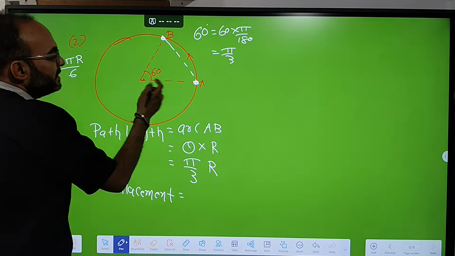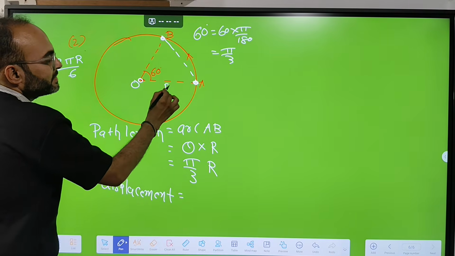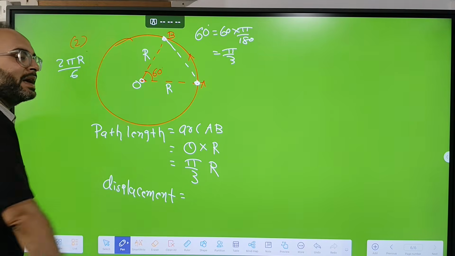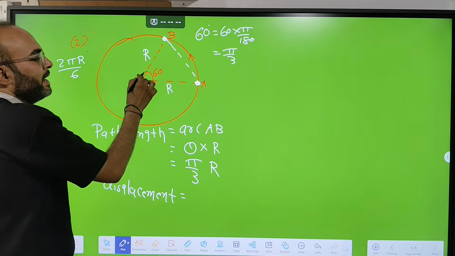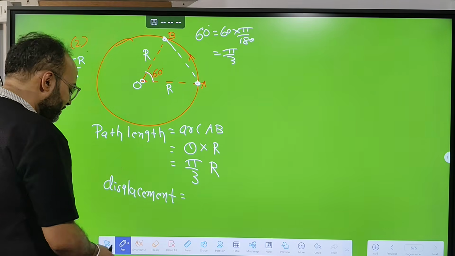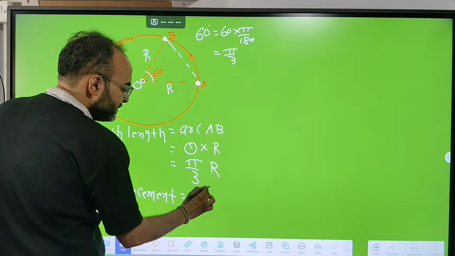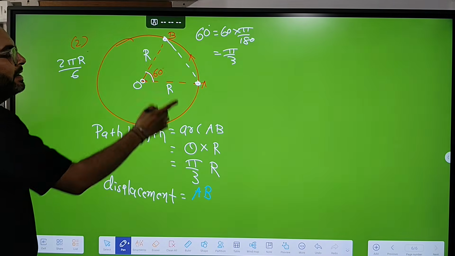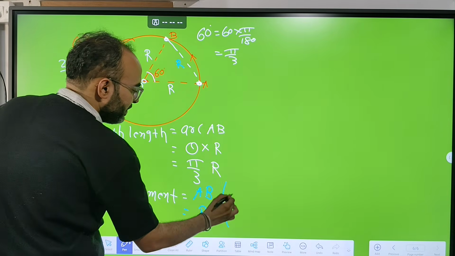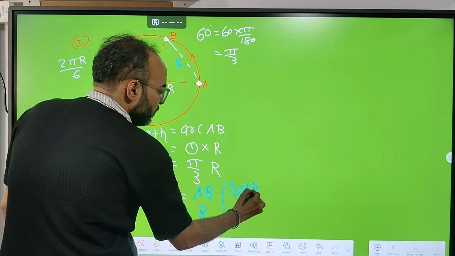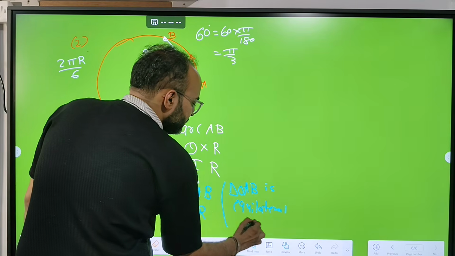Chalo. So now see, this is an equilateral triangle. Why is this triangle equilateral? Because O to A is a radius, O to B is again a radius. What is the angle between them? 60. Two sides are the same and the angle between them is 60, so this is an equilateral triangle. If equilateral triangle, then all sides are the same. So what is our displacement? AB, and it is an equilateral triangle. So in bracket we write the reason: OAB is an equilateral triangle.